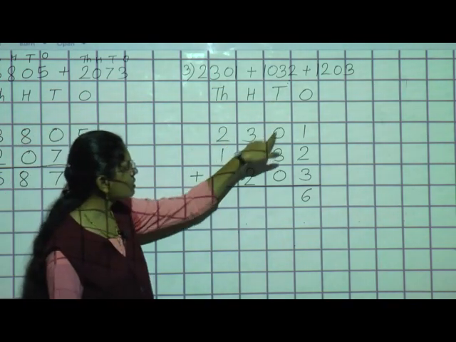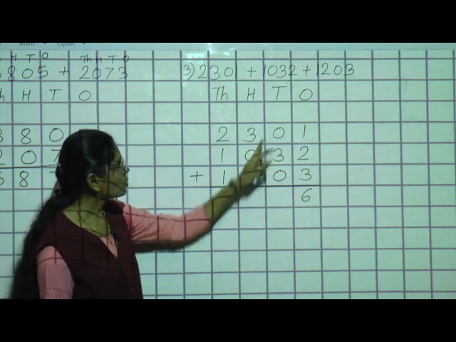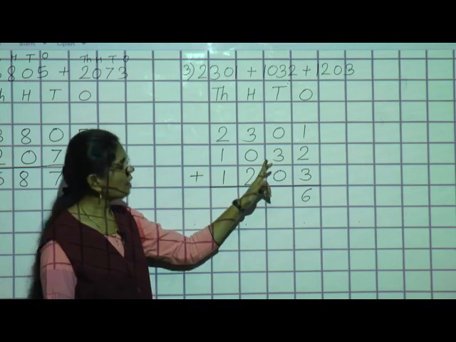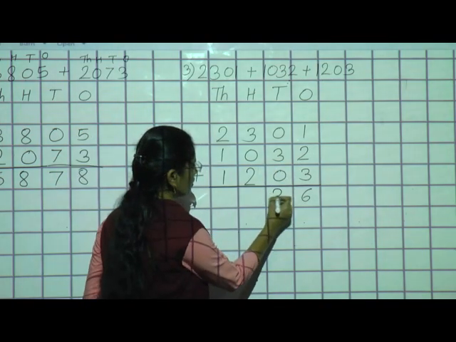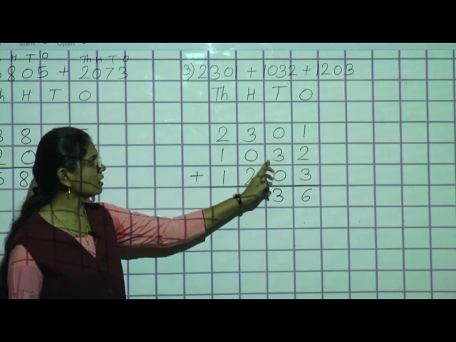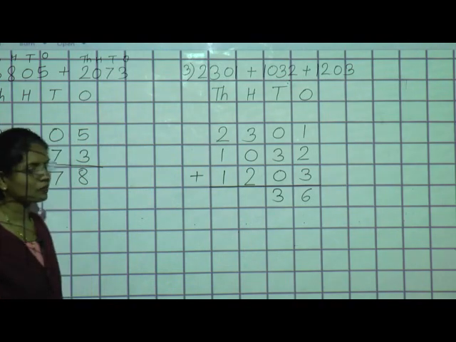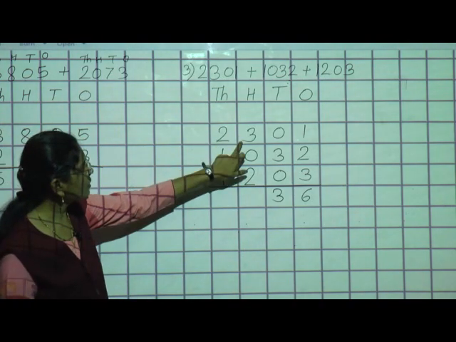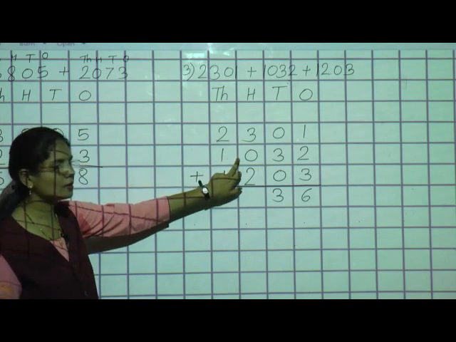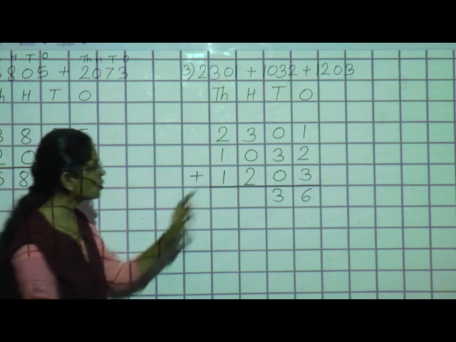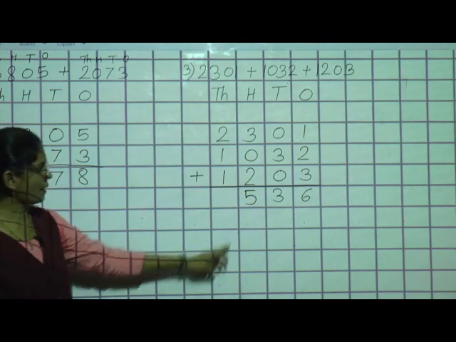Now see this tens place numbers. At tens place, here 0 is there, here 3 is there, and here again 0 is there. So 0 plus 3, 3, and again 3 plus 0, 3. Then see the hundreds place. Now at 100 place, here 3 is there, here 0 is there, and here 2 is there. So 3 plus 0, 3, 3 plus 2, after 3 count 2 fingers, 5.